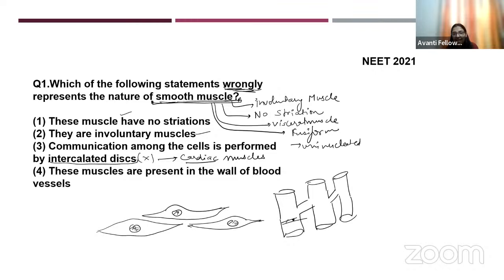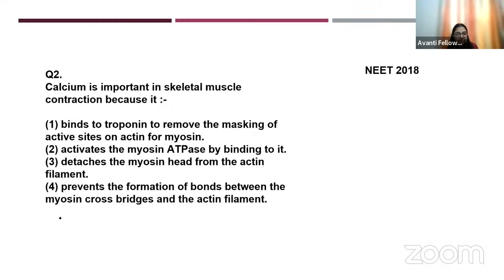And here the intercalated discs are present. And these intercalated discs help in quick transmission of the impulse. These muscles are present in the wall of blood vessels. Yes, it is also true. So the communication among the cells is performed by intercalated discs. This is a correct option with respect to the question because the question is asking for the wrong statement. Moving next.